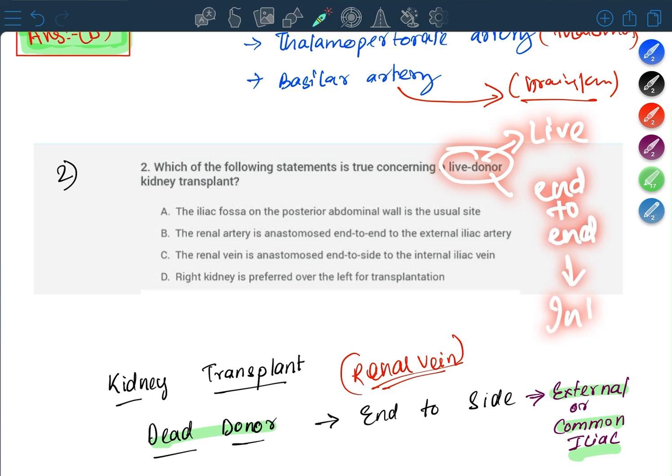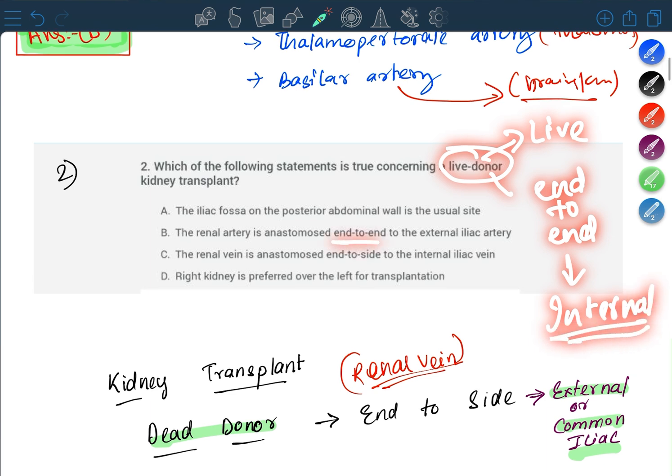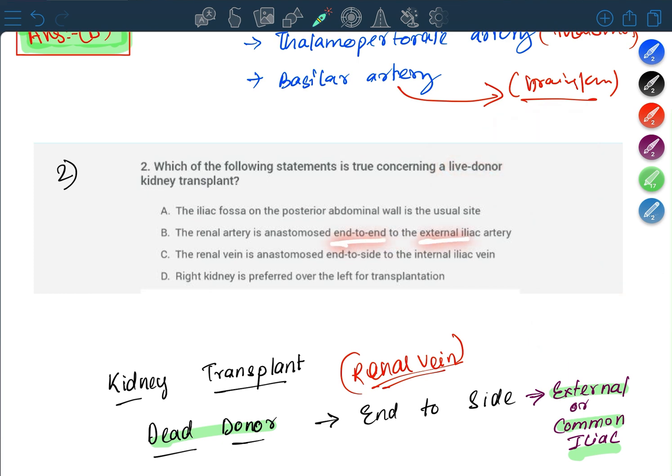We choose here internal iliac because internal organs are alive. End to end, external iliac. No, live donor. This would be internal iliac. This is also wrong. The renal vein is anastomosed end to side to the internal iliac. Renal vein is anastomosed end to side, no. End to side will be in dead donor. If dead, remove it.